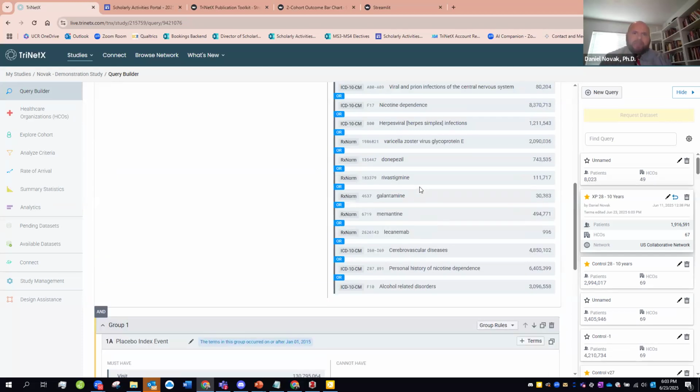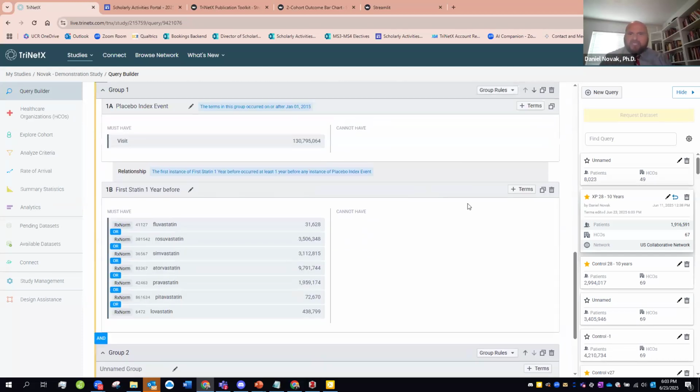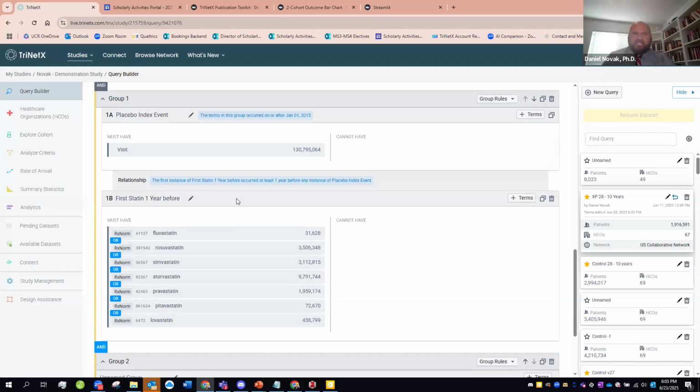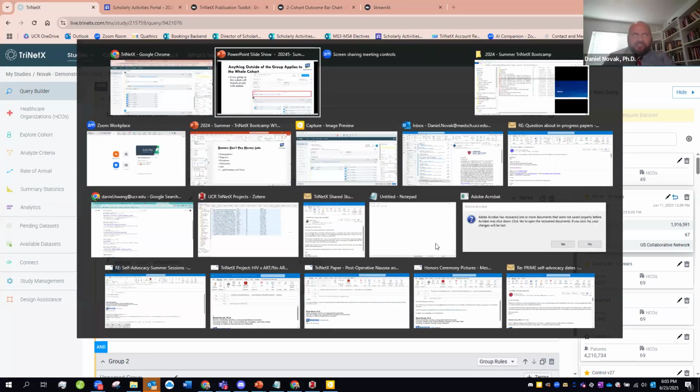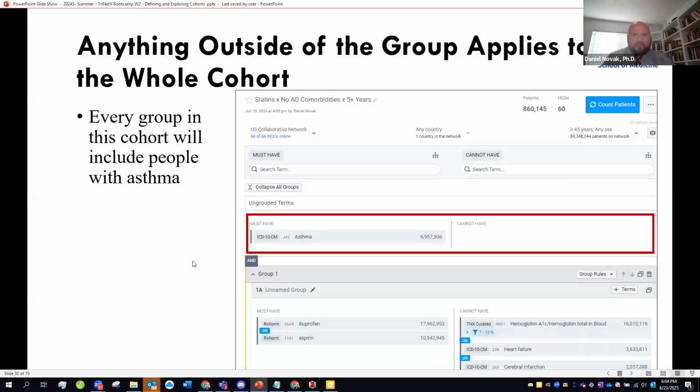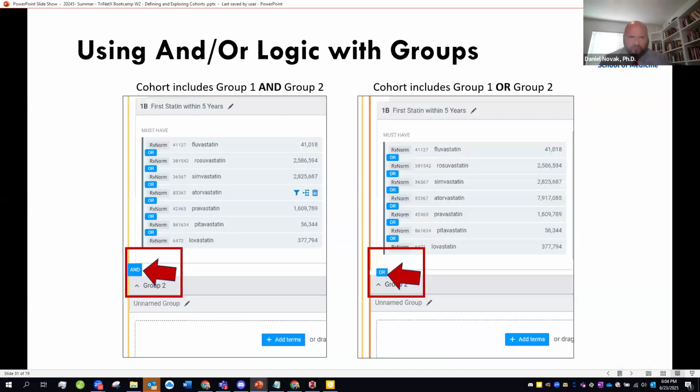So that can happen at any time, but in this, if we add time relationships within our groups, it really helps to clarify how and when these things occur in relationship to our events of interest. So please bear in mind, anything you don't group goes across, categorically across the person's lifespan. As I pointed out a moment ago, the logic, using and or logic with the groups in the same way that you use it with individual terms.